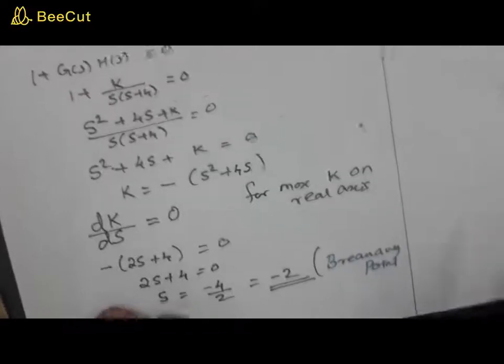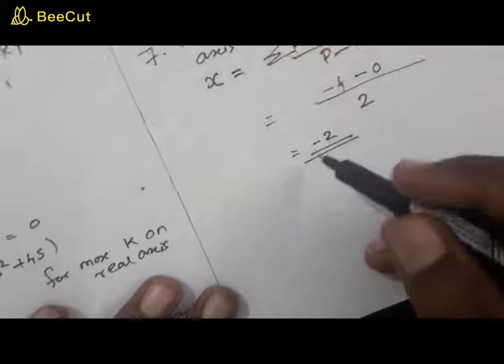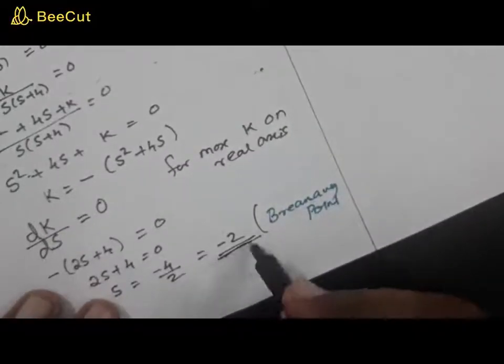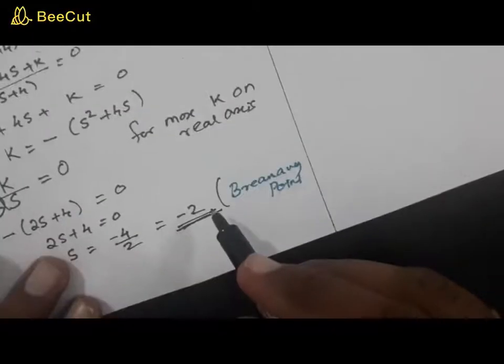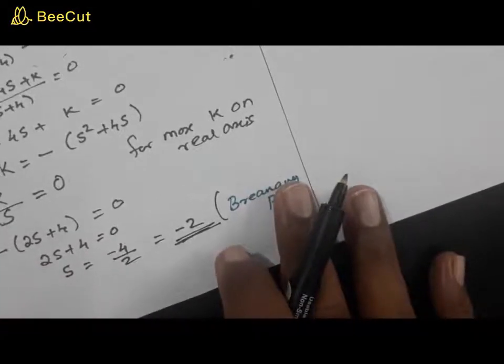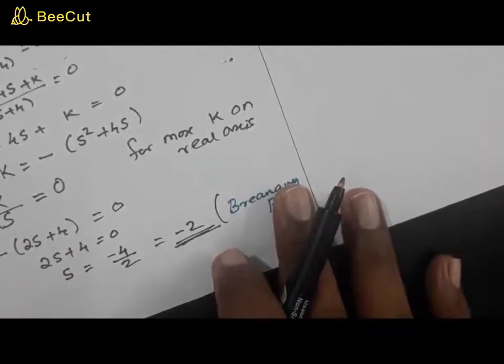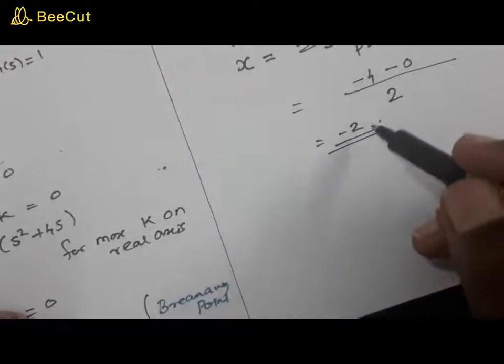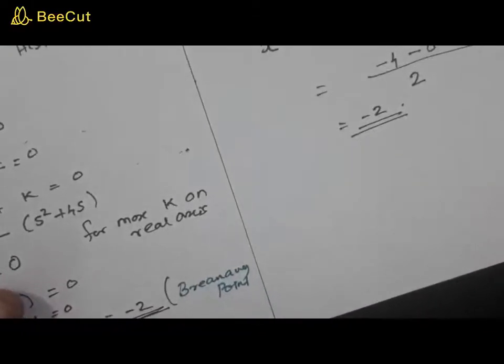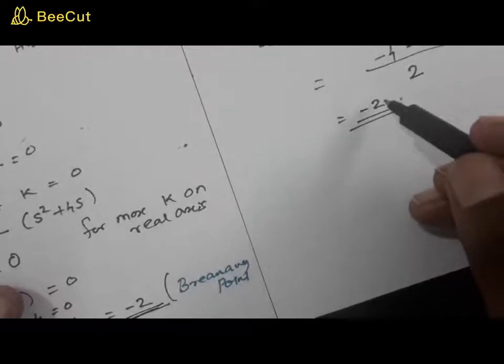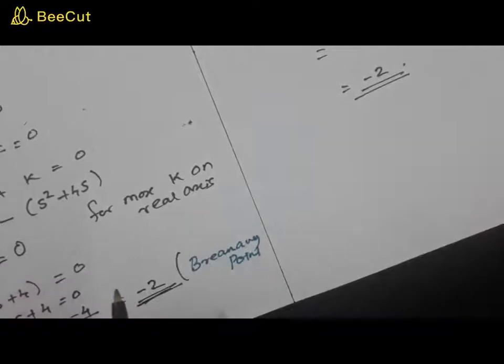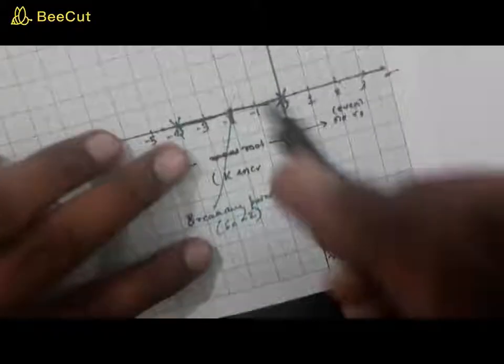Okay, now the meeting point of the asymptotes. Look at this. It is not necessary that this x always has to be equal to the breakaway point. Look at that, here it becomes equal to the breakaway point. This is the case with this problem only. It is not necessary that the meeting point always has to be equal to minus 2. If the meeting point of the asymptotes is equal to the breakaway point, things get easier for us to draw the root locus. So the breakaway point is also at minus 2.